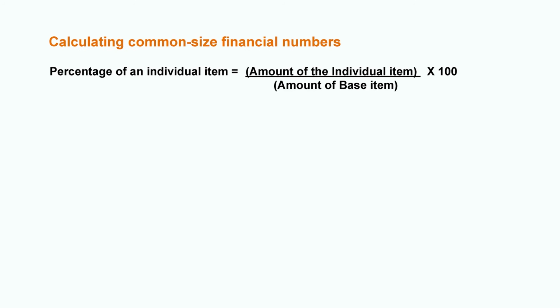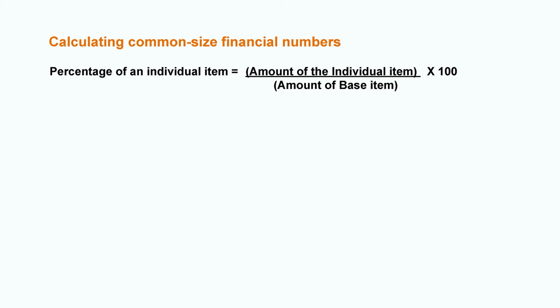Each item on the income statement and balance sheet is analyzed line by line and expressed as a percentage using the following formula. To get the percent of an individual item, we take the amount of that individual item in dollars, and we divide it by the amount of the base item, and then multiply that by 100.